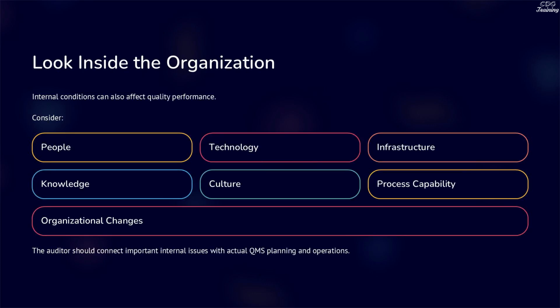Internal conditions are equally important in affecting quality performance. Key areas to consider include people, technology, infrastructure, knowledge, culture, process capability, and organizational changes. The auditor should connect these internal issues with actual QMS planning and operations.